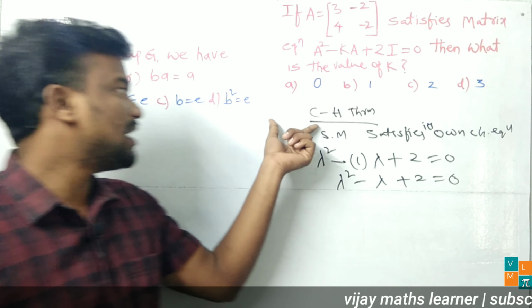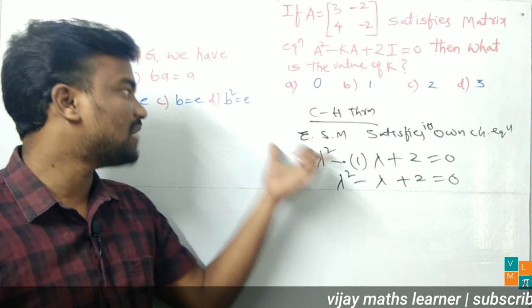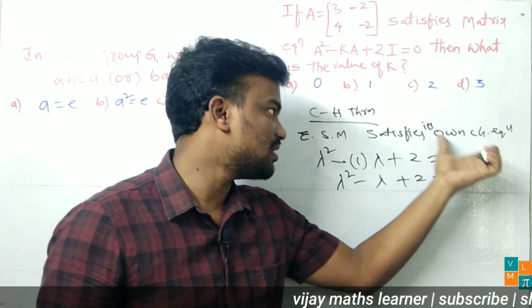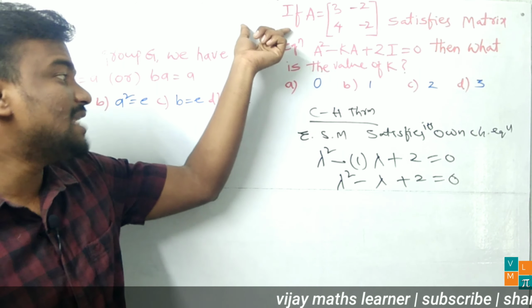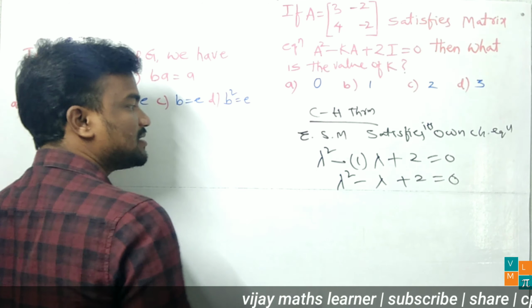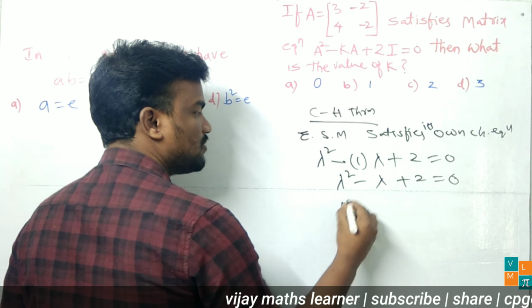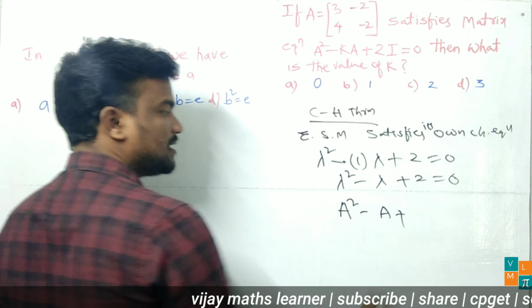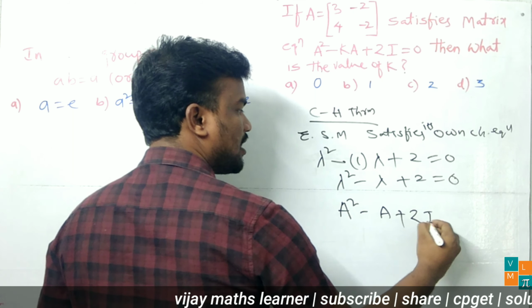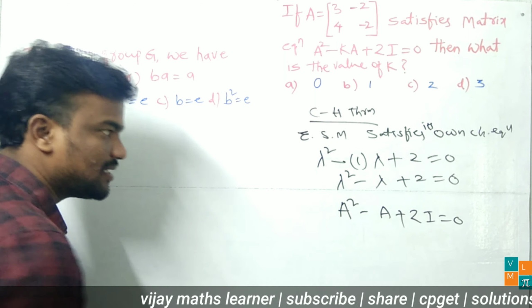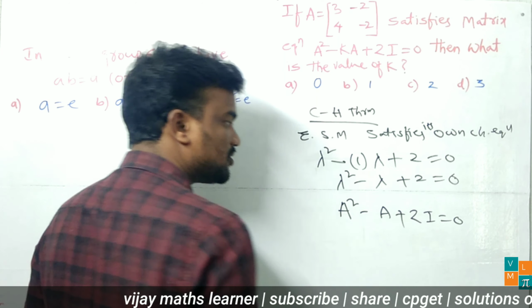So see the Cayley-Hamilton theorem. What is the Cayley-Hamilton theorem? Every square matrix satisfies its own characteristic equation. So the matrix A also satisfies its characteristic equation. So in place of lambda, substitute A here. What do we get? A square minus A plus 2 into I. Since these are all matrices, 2 into I equals to 0.